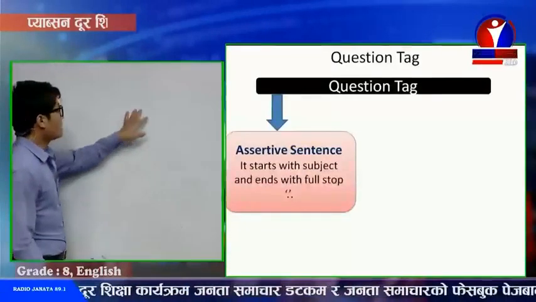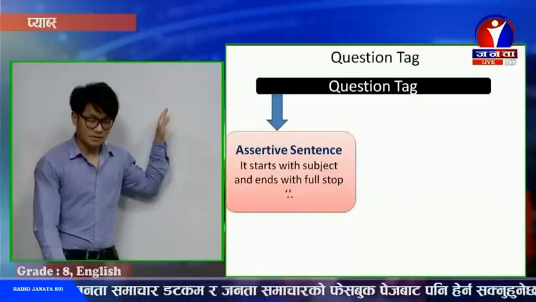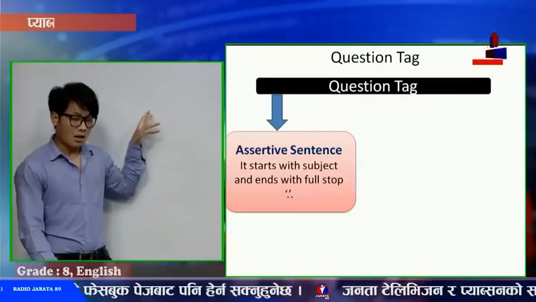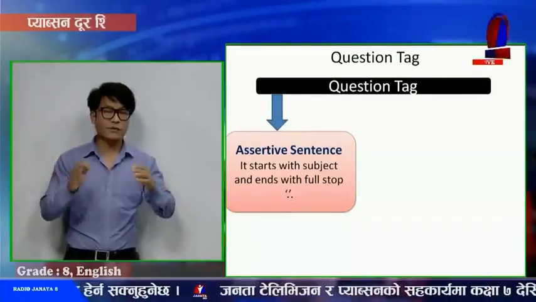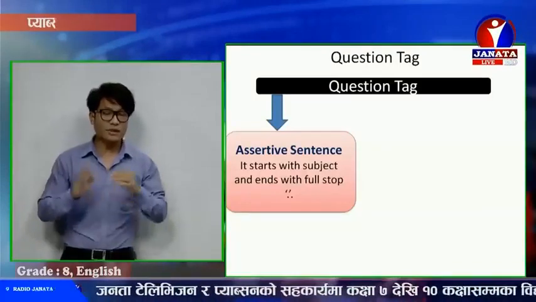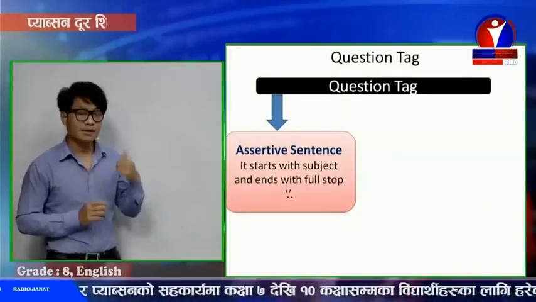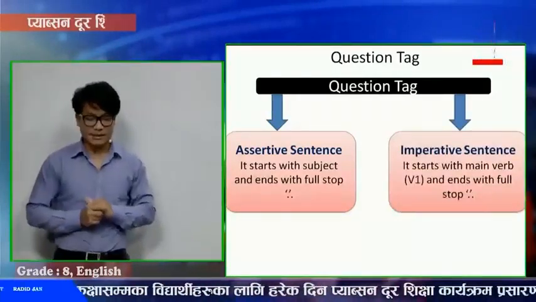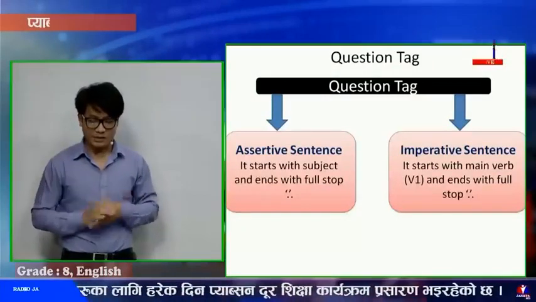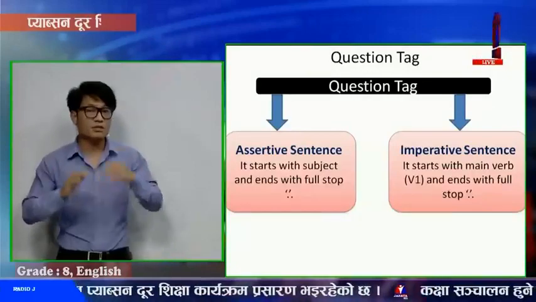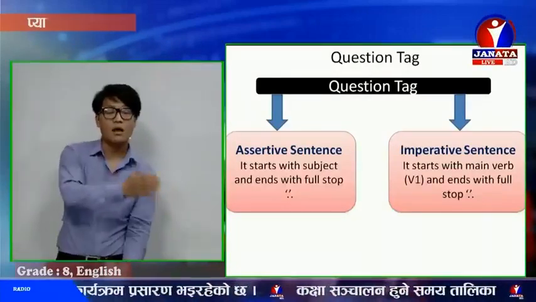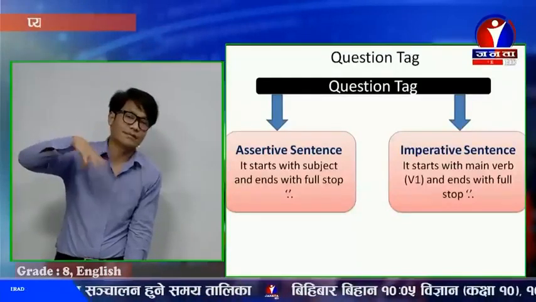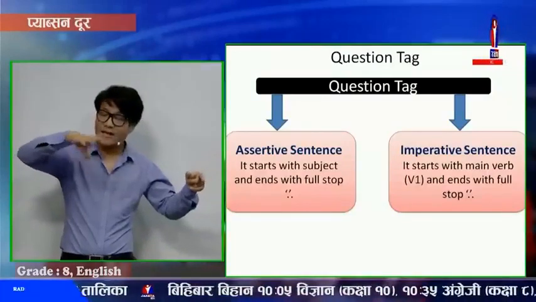As I have told you, only two types of sentences can be used as a question tag. One is the assertive sentence. It starts with the subject and ends with a full stop. This is an assertive sentence. And the other is the imperative sentence. It starts with the main verb and ends with a full stop, like go there, come here, don't touch, let me go. These are examples of an imperative sentence.